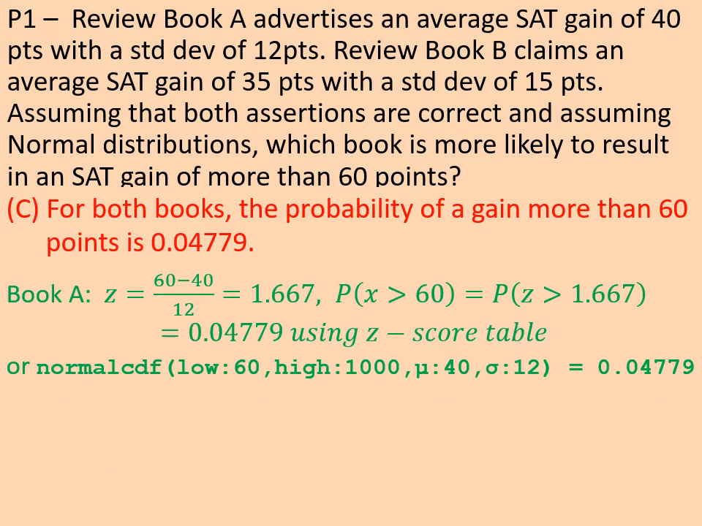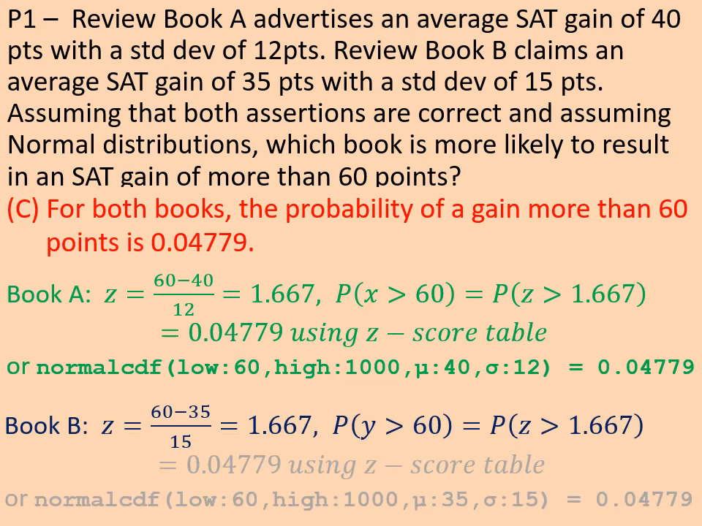we can see in book A a z-score of 1.667. If we looked at the z-score table, we would see about a 5% chance of this happening. We could also look at normal CDF with a low value of 60, a high with a very large number, I picked 1,000, with the mean of 40 and a standard deviation of 12 gives us about 5%.